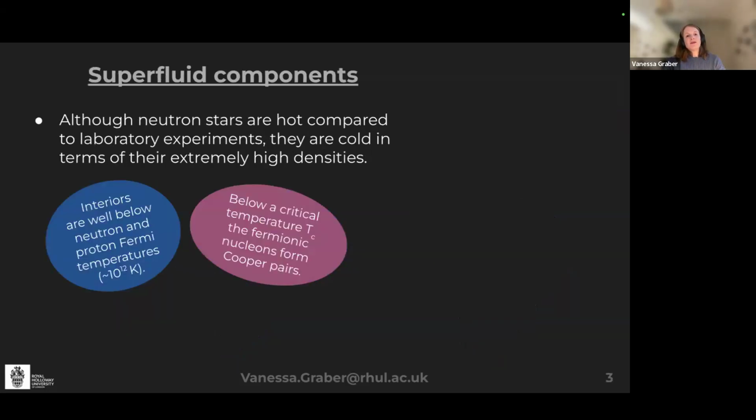So although the neutron star that I just described, this mature object, is really hot in terms of laboratory systems, they're actually very cold in terms of the extremely high densities that we have in their interior. And we can get an idea that this is the case by looking at the Fermi temperatures of the neutrons and the protons, so the nucleons in our system, which is on the order of 10^12 Kelvin.